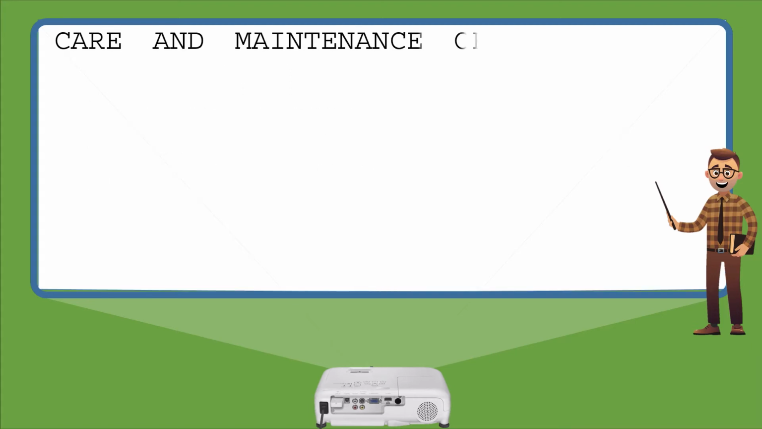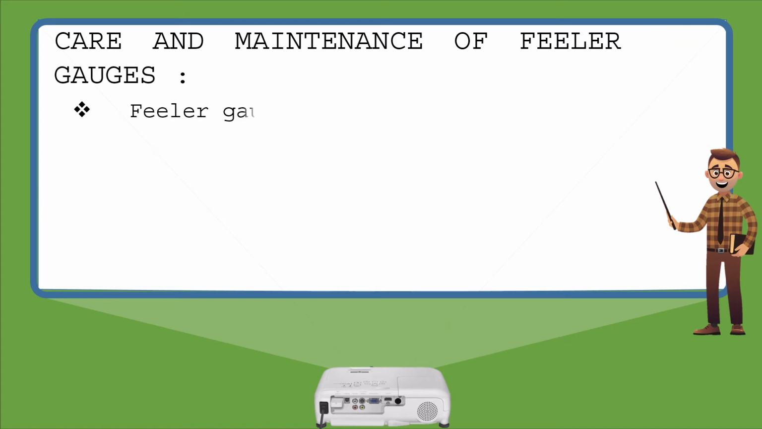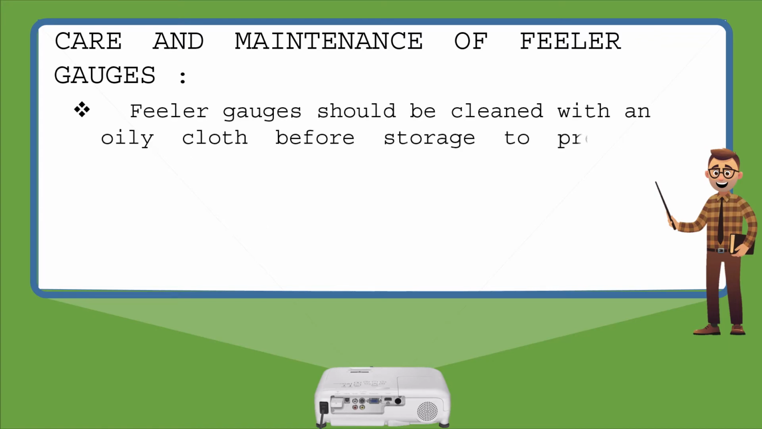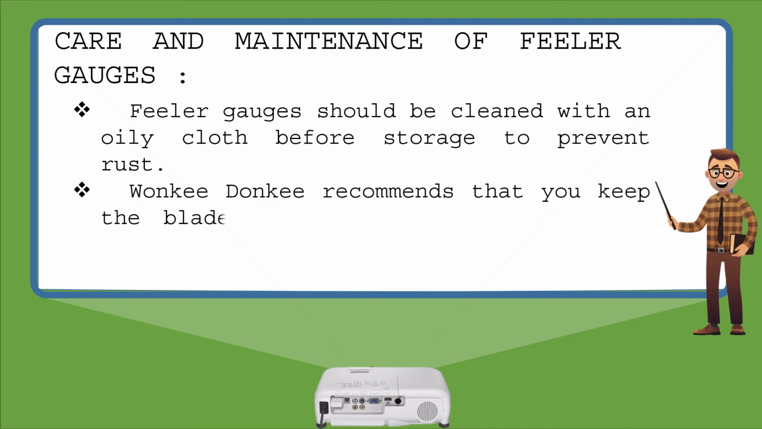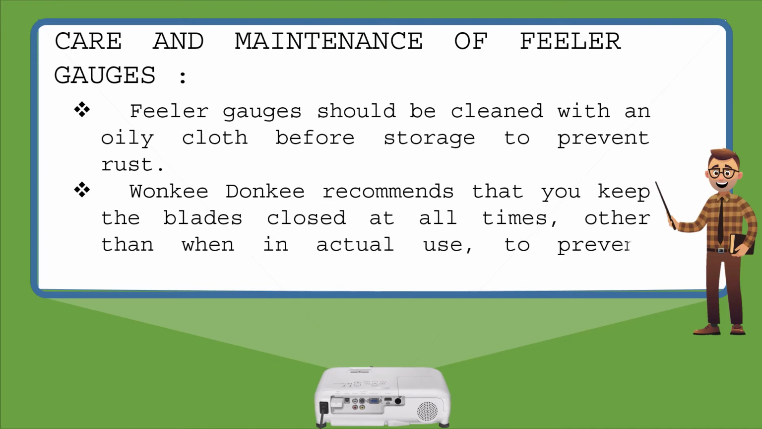After the uses, we can see about care and maintenance of feeler gauge. Feeler gauges should be cleaned with an oily cloth before storage to prevent rust. It is recommended that you keep the blades closed at all times, other than when in actual use, to prevent damage. That is open, measure, close.